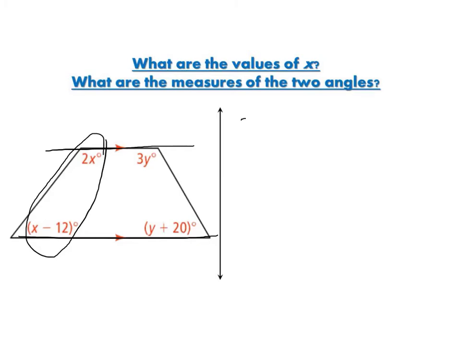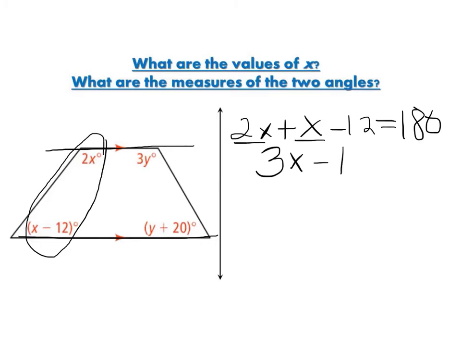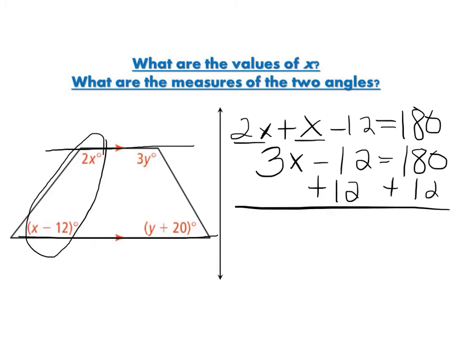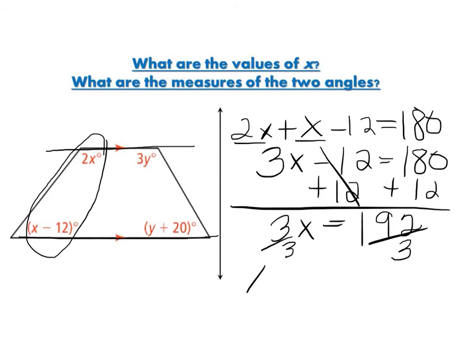So you would take 2x plus x minus 12 and set it equal to 180 degrees. I'm going to add 2x plus 1x. 3x minus 12 equals 180. I'm going to add 12 to both sides of the equal sign. I end up with 3x equals 192. When I divide both sides by 3, I get x equals 64.